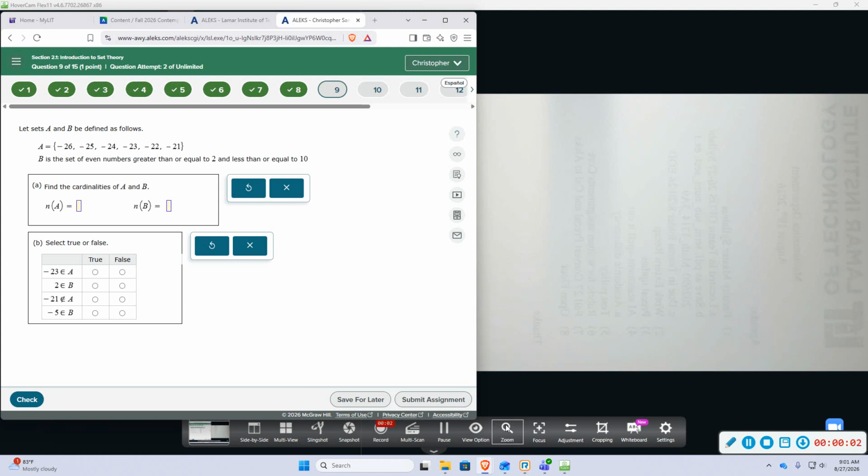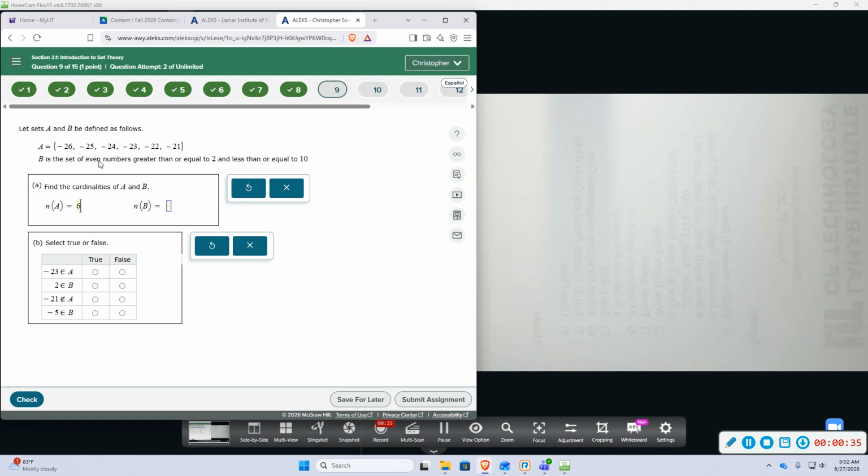All right, number 9, we have sets A and B defined as following. And we want to find the cardinality, the count of each of these sets. And then we're going to answer some true-false questions about them. So A is given to be the set -26 up to -21. And so we can count these. There's not that many. 1, 2, 3, 4, 5. There's 6 items in A.